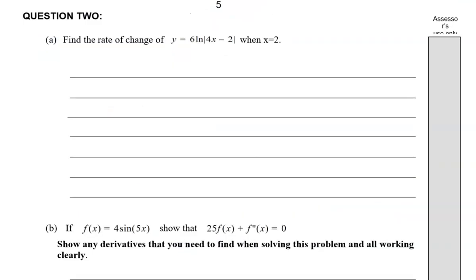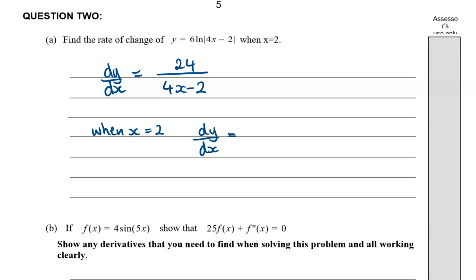Question 2, part A, find the rate of change means we differentiate. So if we differentiate this, we get, well, ln goes to 1 over the thing that was inside of it. So that puts the 4x minus 2 on the bottom. We leave the 6 on the top and we multiply by the derivative of what was inside. So that's timesing it by 4. So we get 24 over 4x minus 2. When x equals 2, then dy by dx will be equal to, just substituting 2 into that equation, we get 4.